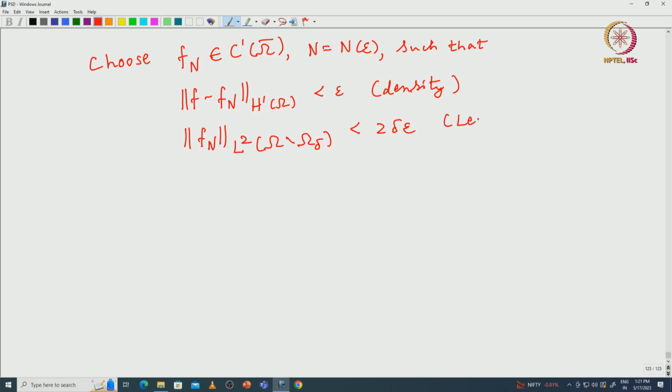So, lemma, plus estimate for the f. Okay. And this again comes from the absolute continuity of the integral. So, this is H1 of omega delta. So, this is absolute continuity.